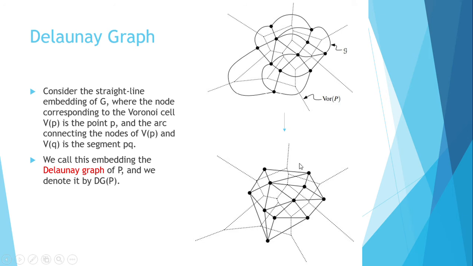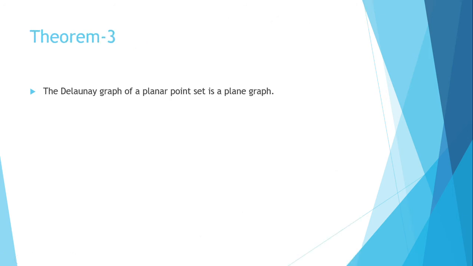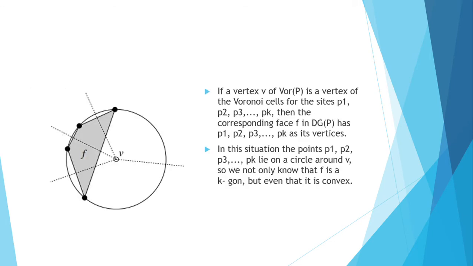Next is Theorem 3: the Delaunay graph of a planar point set is a plane graph. This is a theorem you want to know, and you can see the proof on the internet or in any book.